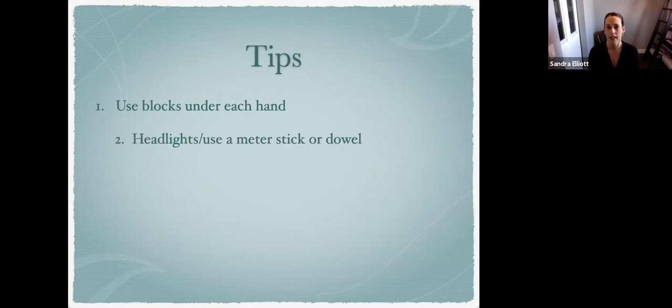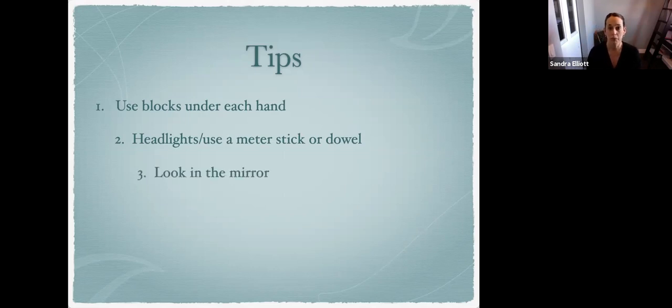You can also give them the idea of headlights or a meter stick or a dowel. So with the headlights, it's an imagery thing. Their hip bones are the 2 headlights on a vehicle, and you want to keep that vehicle on the road and not go off into the ditch. So keeping it facing directly forward. With a meter stick, you could lay it across the front of their hip, whichever hip is going to be the farthest forward. And then their goal is to get that hip that's lagging behind forward to touch that meter stick. So both hip bones are touching that meter stick or dowel.